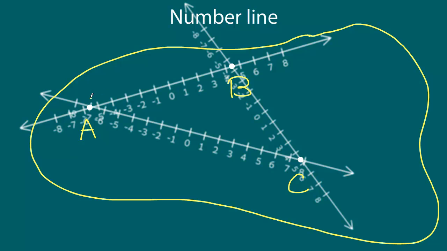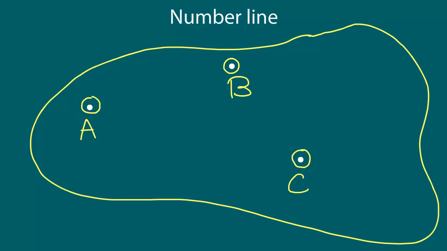But if we look at all the 3 points together, we take point A, point B, and point C. If we take all these 3 points together, can we define these 3 points on a line? Clearly, these are non-collinear points. They are not in a straight line. We need more than a line to define these 3 points together.